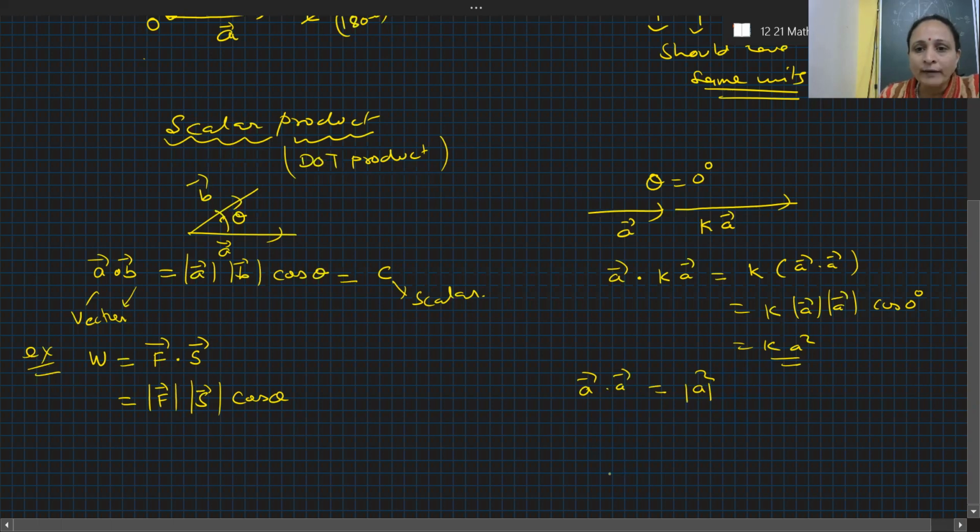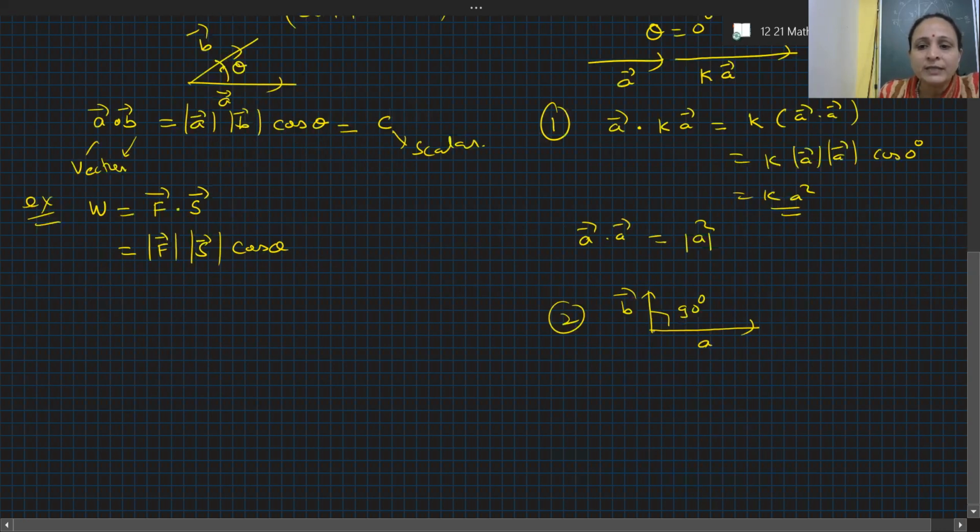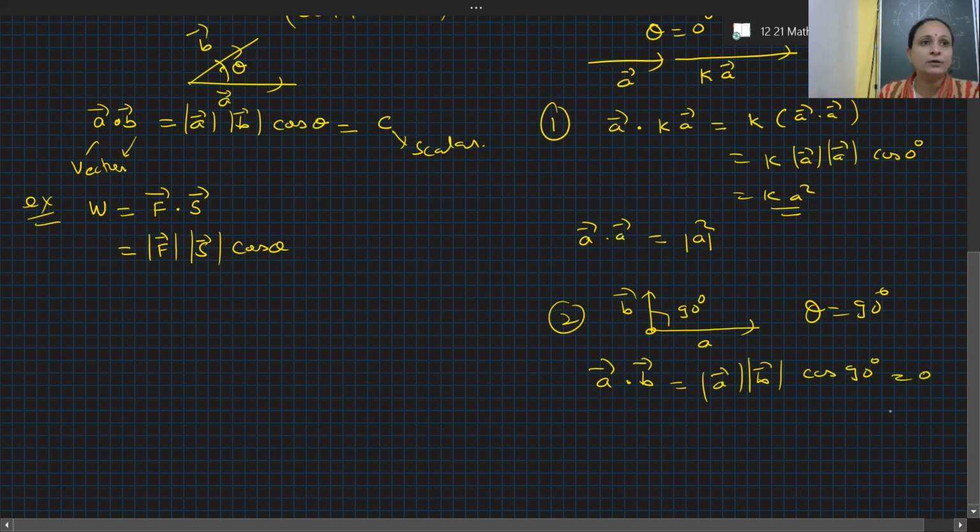Right. And what will happen? Suppose you have got one vector A, this is the first one. And if you have got another vector B and the angle between them is equal to 90 degrees. In that case, what will be the product? If it is A dot B, in this case, if theta is equal to 90 degrees, we know that it is equal to modulus of A into modulus of B into what will it be? Cos 90. So the answer will be equal to 0.